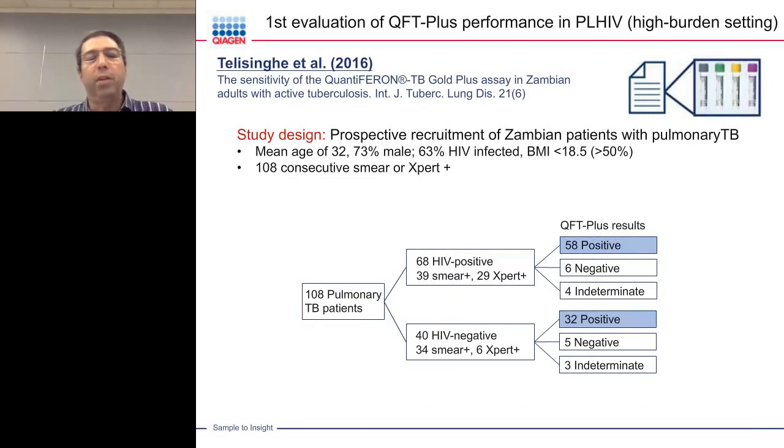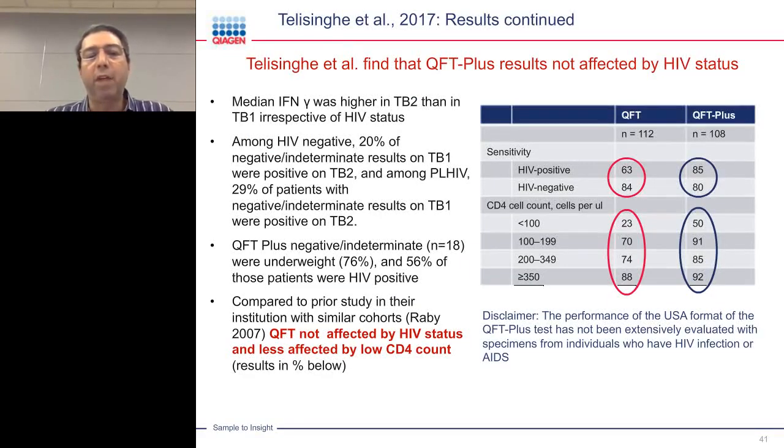And as I said, one of our goals was to look at the performance of the test in the setting of the immunocompromised, and we've now seen the first patient populations in the setting of HIV co-infection published. This was done in Zambian patients, and there were 108 positive pulmonary TB subjects, with 68 being HIV positive and 40 HIV negative. When you looked at the overall sensitivity of the test, one of the key differences was that with QFT-Plus, there was no difference in sensitivity. So we got a very high level of sensitivity. Let me get this pointer here. 80% in the setting of HIV negative and 85% in the setting of being HIV positive.